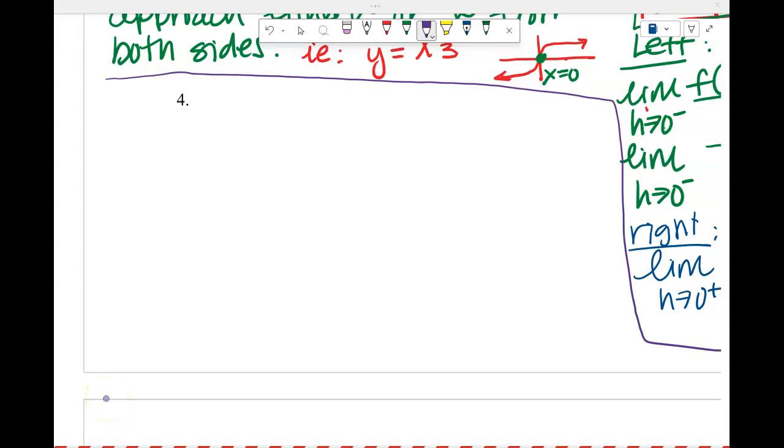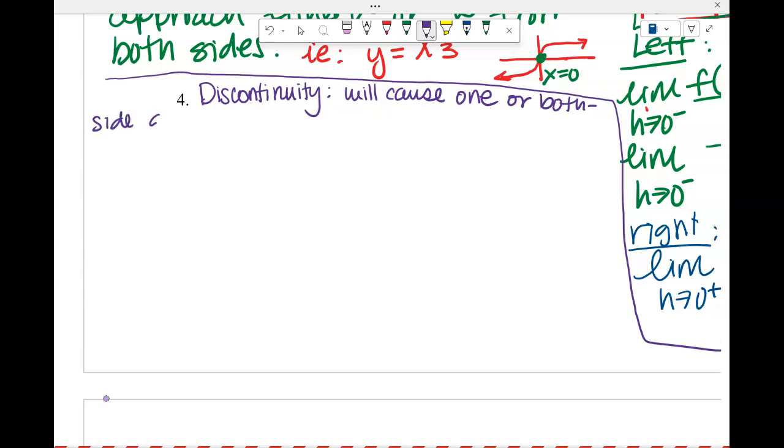Okay guys, so the last one is discontinuity. This one's the easiest one out of the four. Whenever you're asked to find the non-differentiability, start with this one, okay? By definition, guys, this will cause one or both side derivatives to be non-existent.